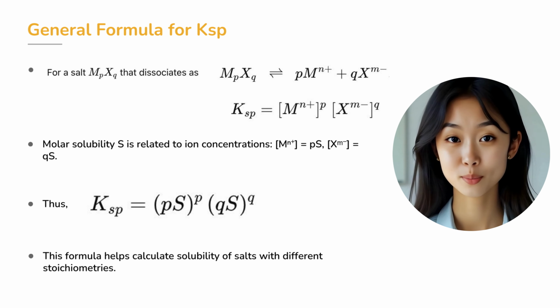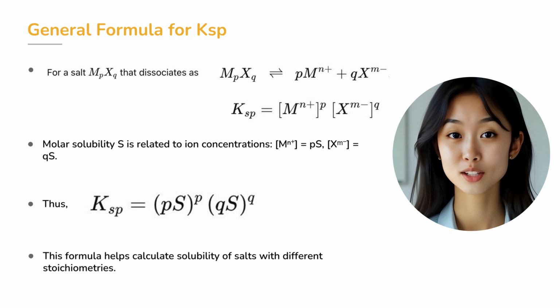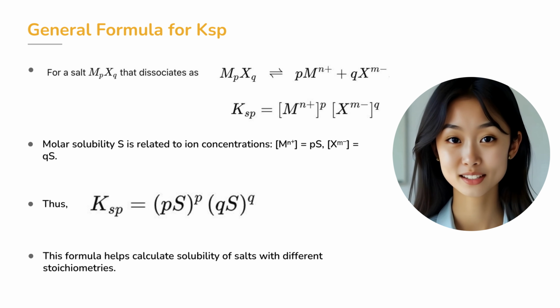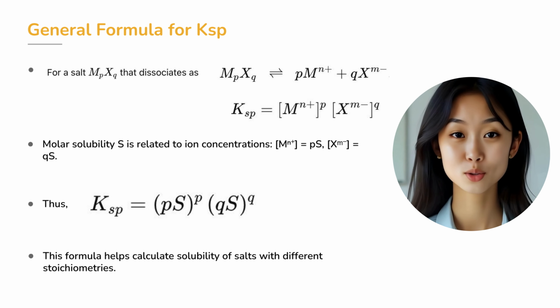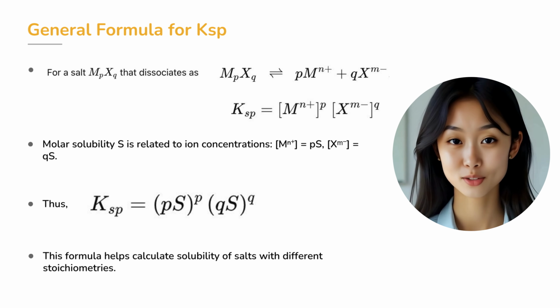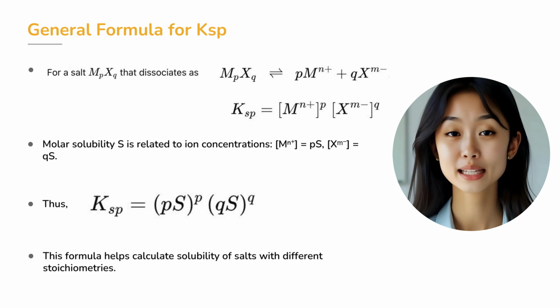If the molar solubility is represented by S, then the concentration of the cation is P times S and the concentration of the anion is Q times S. Substituting these values, we get KSP equals open bracket P times S close bracket raised to the power P multiplied by open bracket Q times S close bracket raised to the power Q. This general formula allows us to calculate the solubility for any salt, no matter what its stoichiometry is.